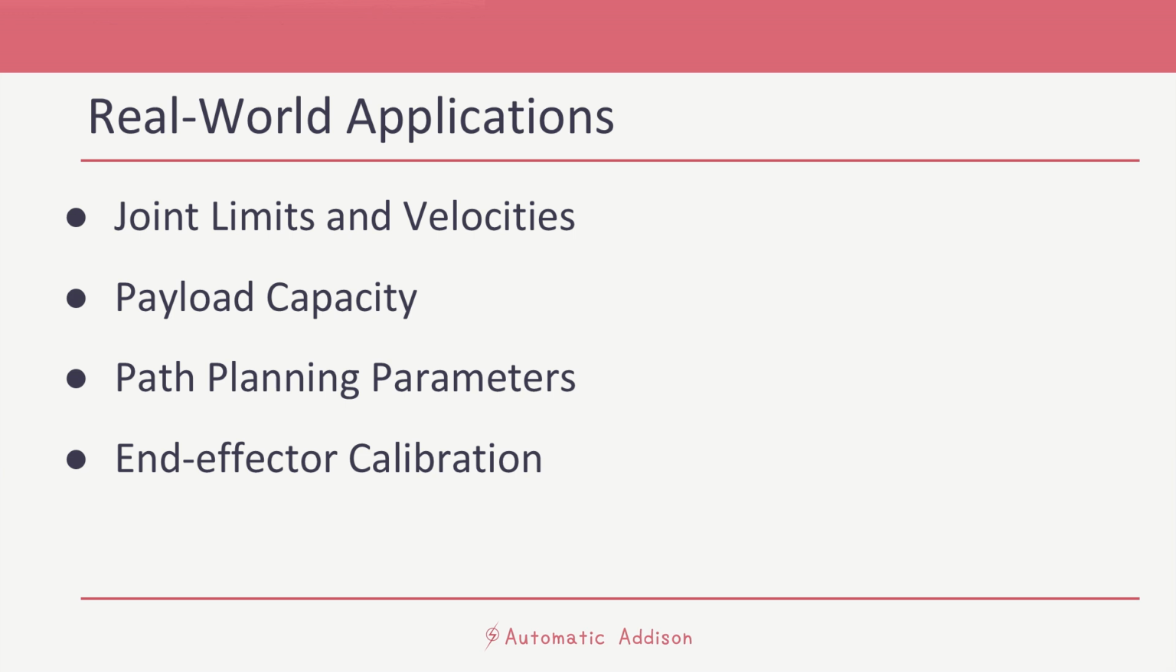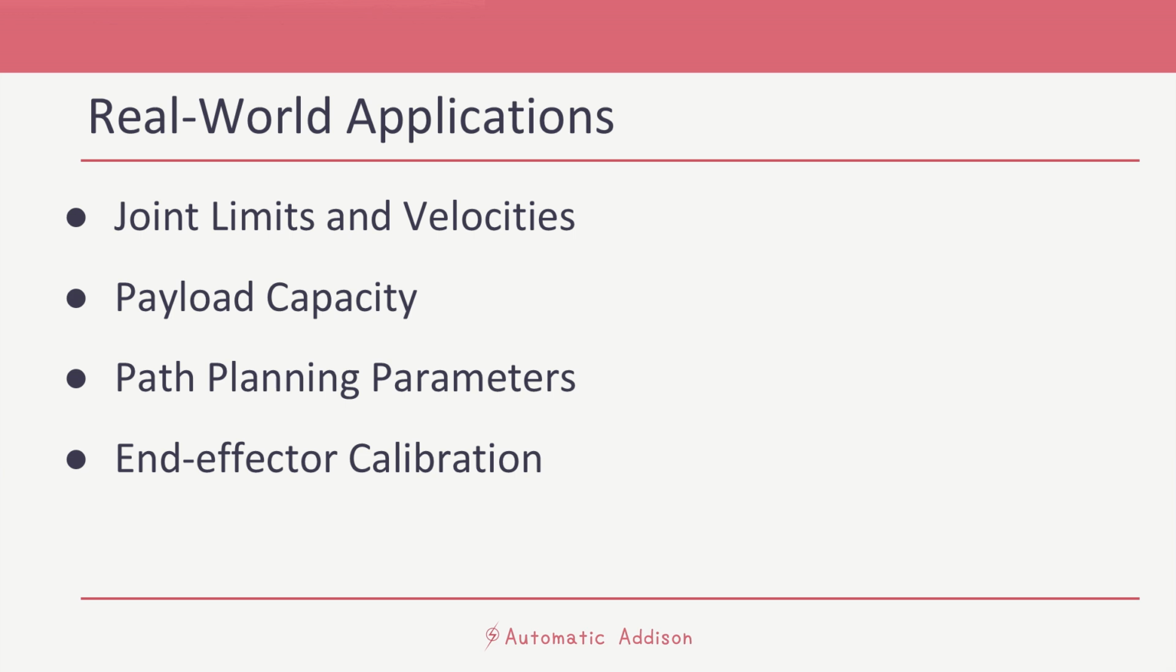Number three, path planning parameters. These parameters influence how the arm plans each trajectory to reach a target point. And then finally, end effector calibration. Parameters can store calibration data for the gripper or any tool attached to the end of the arm. Pretty much any variable that applies to your robot can be declared as a parameter in ROS2. Parameters are used to configure nodes at startup and during runtime without changing the code.